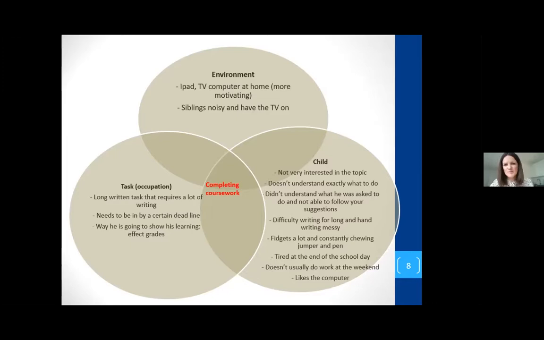So, for example, you might then think, well, actually, it's not really fair that he's doing it when the siblings are playing and we've got the TV on. We need to carve out a time that's just for homework, that's quiet. You might talk to school about things like, could he do it on the computer? Because A, that's more interesting, but B, it takes out the writing element. So you still want him to complete the goal of completing coursework, but you take out some of the elements that they're not able to cope with to be able to achieve that goal.